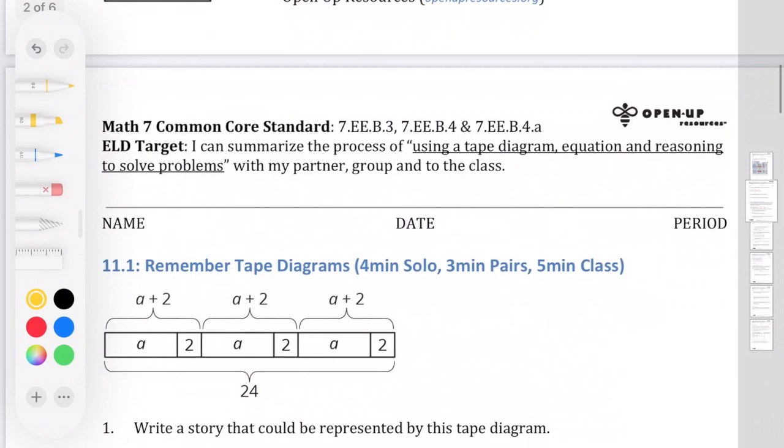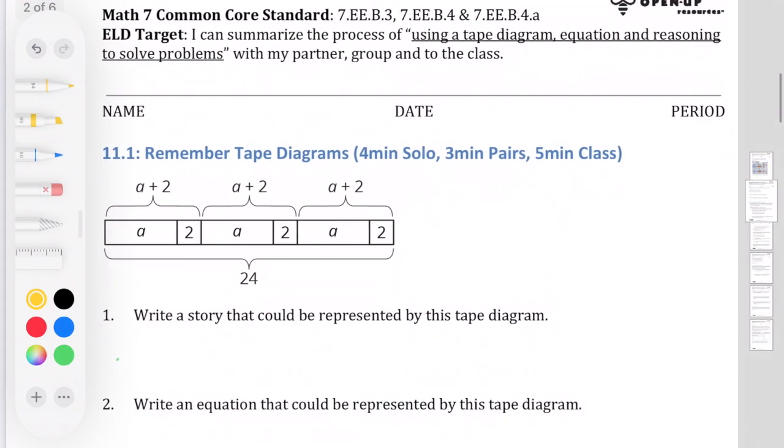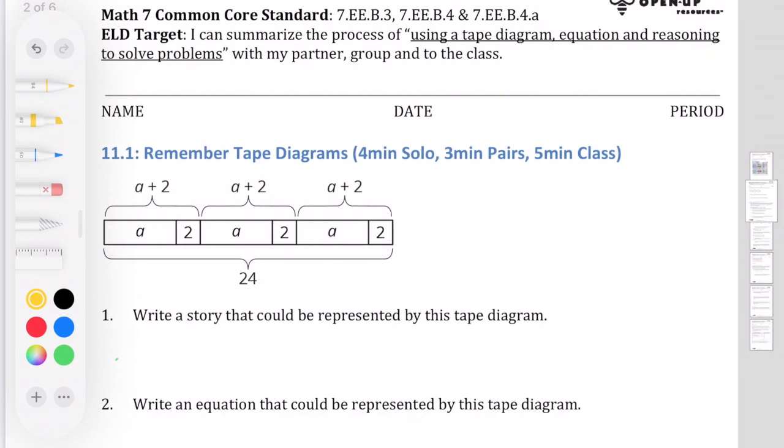Now as we come into 11.1, remember tape diagrams. We have this tape diagram provided for us up here. We need to write a story that could be represented by this tape diagram. And then number 2, we need to write an equation that could be represented by this tape diagram. So go ahead, pause this video right now, and give yourself a chance to answer 1 and 2.